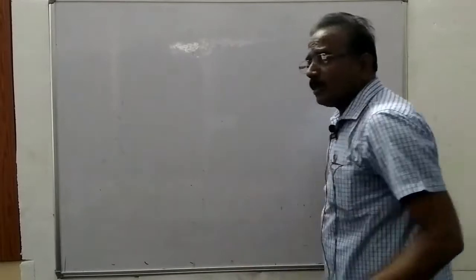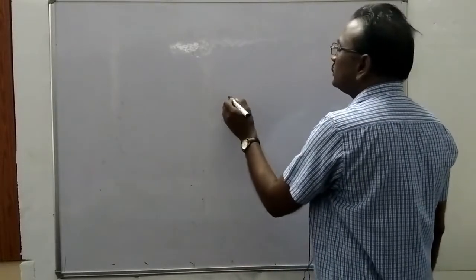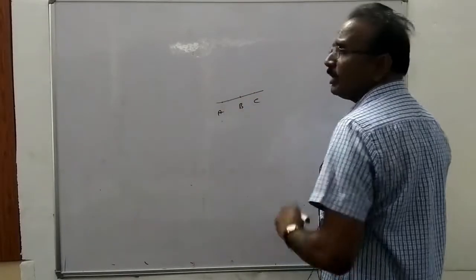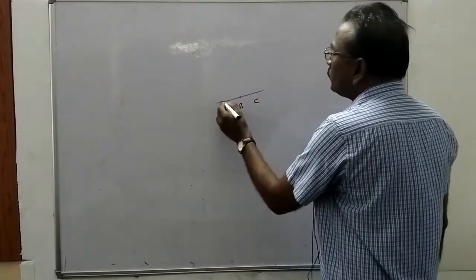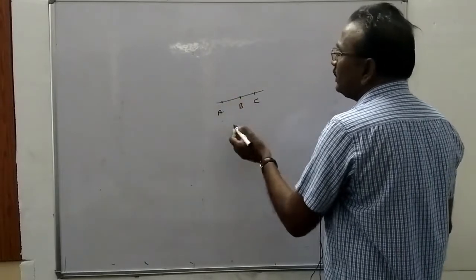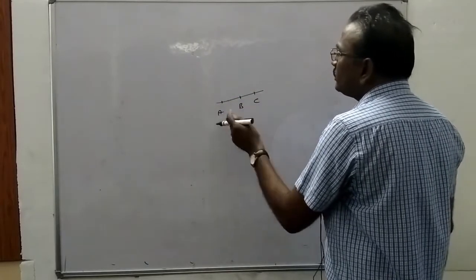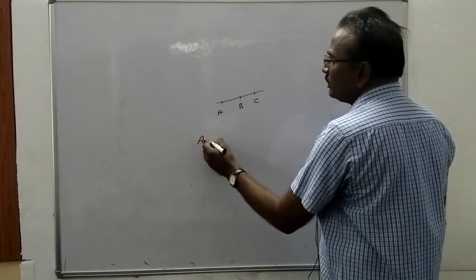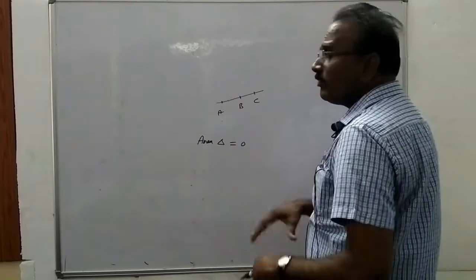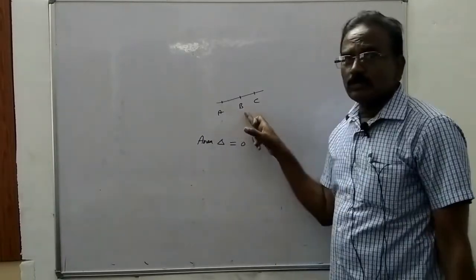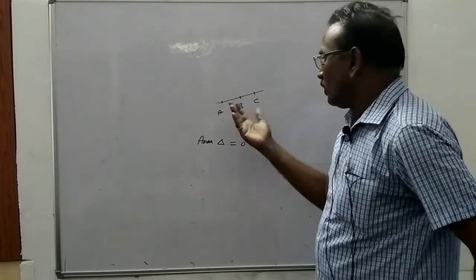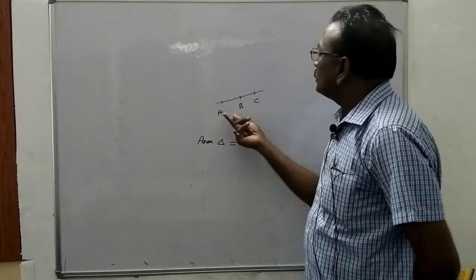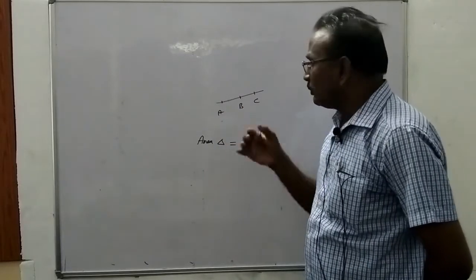Next, what is the condition for three points to be collinear? Suppose A, B, C are collinear. That means A, B, C lie on the same line. They are collinear means they do not form a triangle, so the area of the triangle is 0. Suppose A (x1, y1), B (x2, y2), C (x3, y3) are the coordinates of three points and the area of the triangle is equal to 0. That means the three points lie on the same line, so A, B, C are collinear.